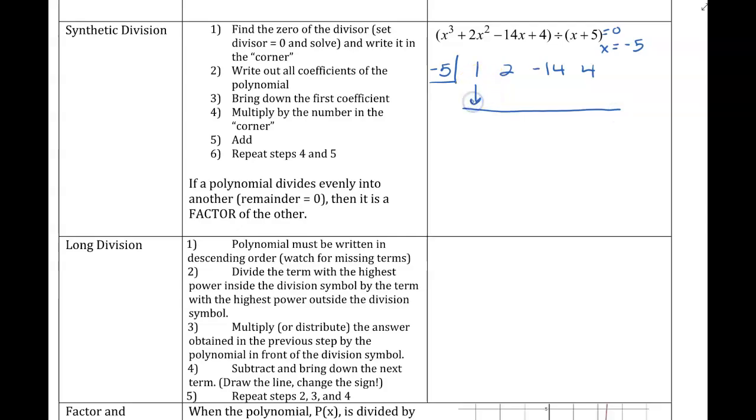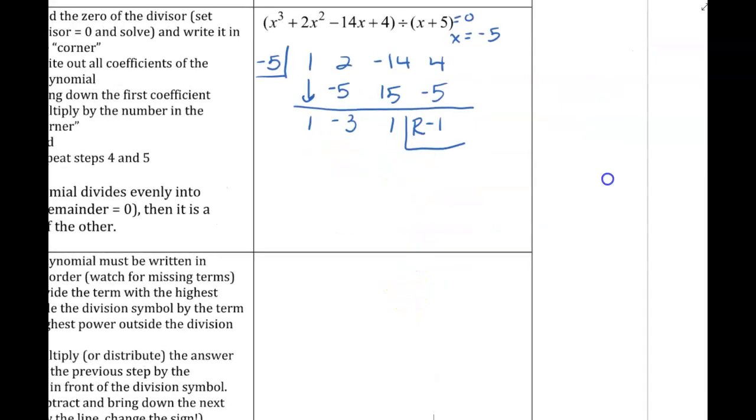At that point, I bring down the 1, I multiply, add straight down, and I multiply. Multiplying by the number in the corner, and then when I add straight down, again multiply, add those together, we get -1. Now -1 is our remainder, that last term. It's always your remainder. The other terms are just our coefficients.